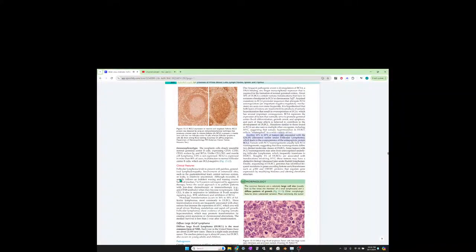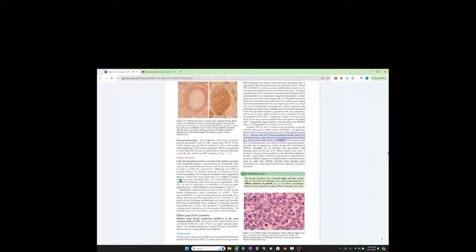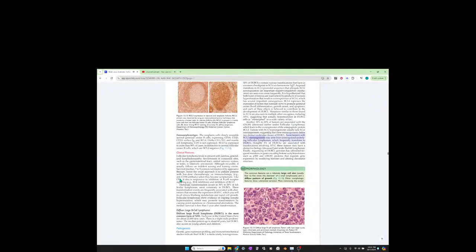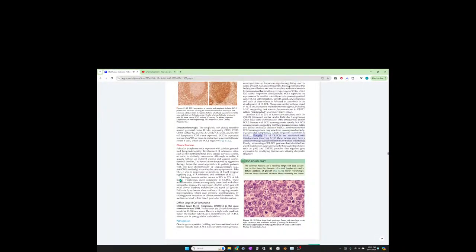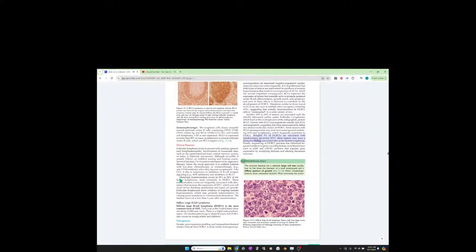Another 10% to 20% of tumors are associated with the t(14;18), which leads to the overexpression of the anti-apoptotic protein BCL2. Tumors with BCL2 rearrangements usually lack BCL6 rearrangements, suggesting that these rearrangements define two distinct molecular classes of DLBCL. Some tumors with BCL2 rearrangements may arise from unrecognized underlying follicular lymphomas, which frequently transform to DLBCL. Roughly 5% of DLBCLs are associated with translocations involving MYC. These tumors may have a distinctive biology.